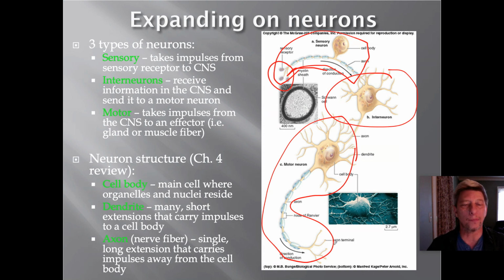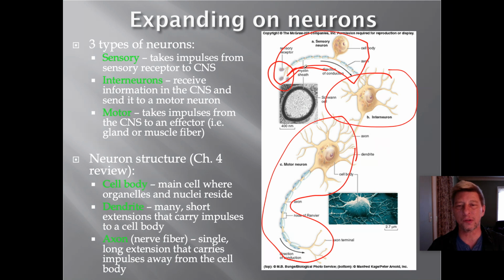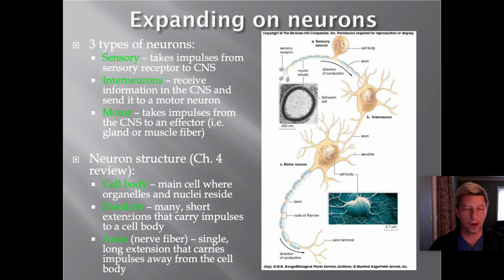Now, all three of these neurons will actually have the same major body parts. All right, if you look very carefully, each of the three of them has a cell body. There's a cell body here, a cell body here, and a cell body here. All right, these are where the cell keeps its organelles, its mitochondria, its endoplasmic reticula, and all of that kind of stuff.